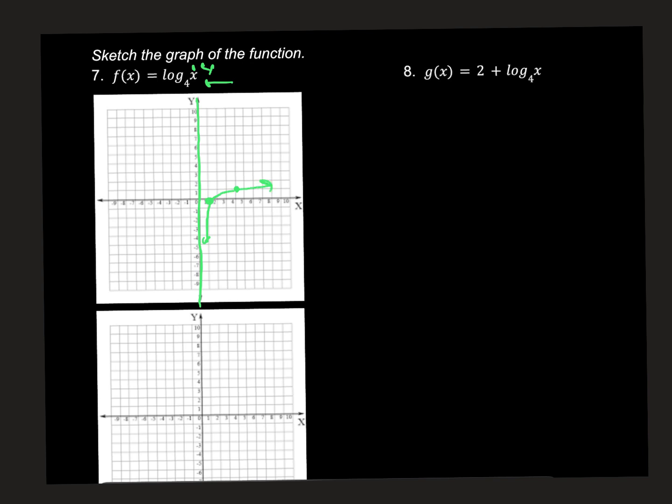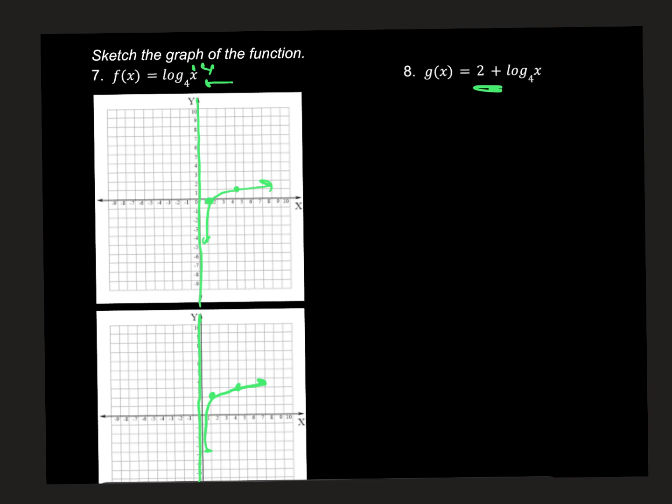Number 8, same thing, except it's been shifted up 2. It's actually the exact same graph. I didn't notice that I put the same base shifted up 2. So I'm just going to take both those points and shift them up 2, 4, 1, just like that. Asymptote is still no left or right shift, so the asymptote is still there. It's just been shifted up a little bit, so it's going to look like that right there.